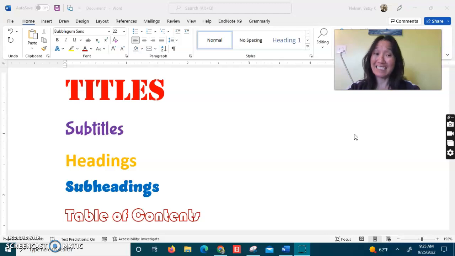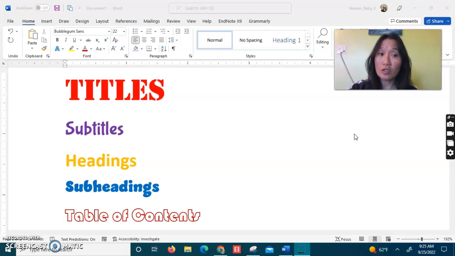Hello, fourth graders, Mrs. Nelson here, and we are going to be looking at some more informational text features. And text features, remember, they help us find information in our informational books much faster.